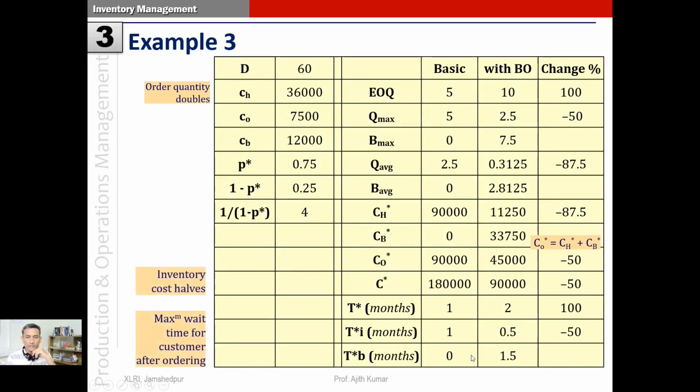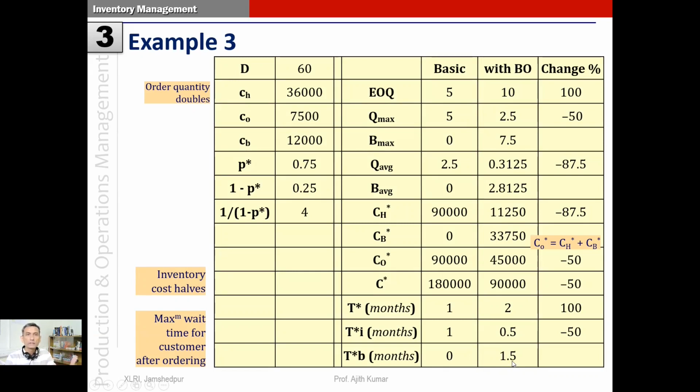Maximum wait time for the customer after ordering is given by this number, 1.5 months. The customer now may have to wait for as much as 1.5 months. Of course, all customers don't have to wait this long. The customers who are ordering very close to the time of replenishment will have a much shorter waiting time. But the customer who orders immediately after back ordering begins may have to wait for 1.5 months.